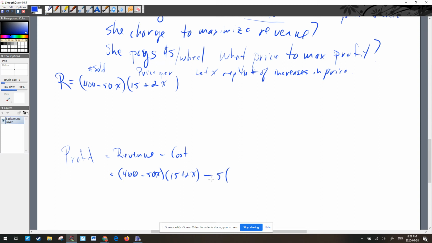But it's not just once. She has to do that for however many she sold. That's why it's nice to label it like this. This is the number that she's going to sell. So it's going to be 400 minus 50x. Again, you'd expand all this, you'd simplify, you'd differentiate, set equal to 0, and you would solve. And there you go, Bob's your uncle. That would be an optimization problem that is done. Okay, so that is an example of a profit problem.